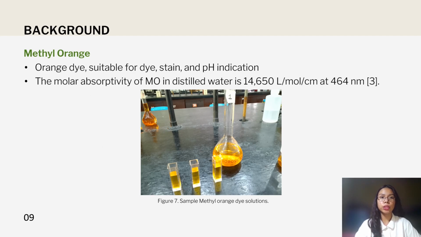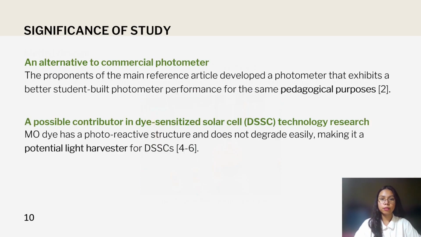To investigate the photoresistor-based photometer used, methyl orange is chosen. It is a compound that gives intense orange color suitable for dye, stain, and pH indication. The molar absorptivity of MO in distilled water is 14,650 liters per mole per centimeter at 464 nanometers. Moreover, this study banks on the significance of alternative devices when commercial photometers are unavailable, as well as the possible contribution of methyl orange in dye-sensitized solar cell technology research, since methyl orange is found to be a potential light harvester.